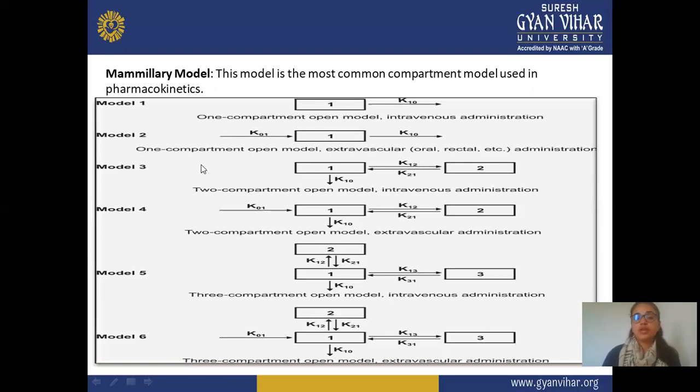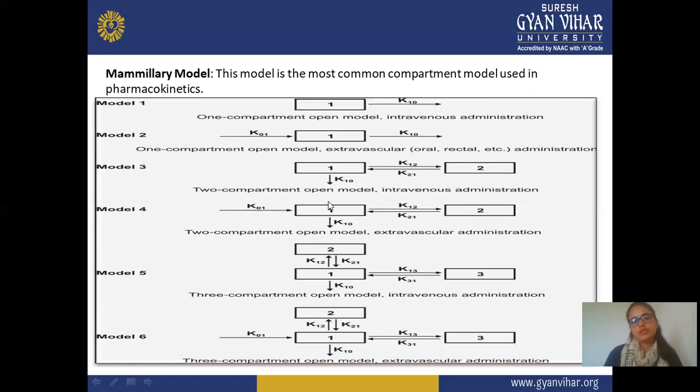And next is the one compartmental open model using the extravascular route, or oral and rectal route. That's why you administer the drug and then it goes in your body, then elimination occurs at a constant rate. Next, in model 3, that is the two compartmental open model for intravenous administration.